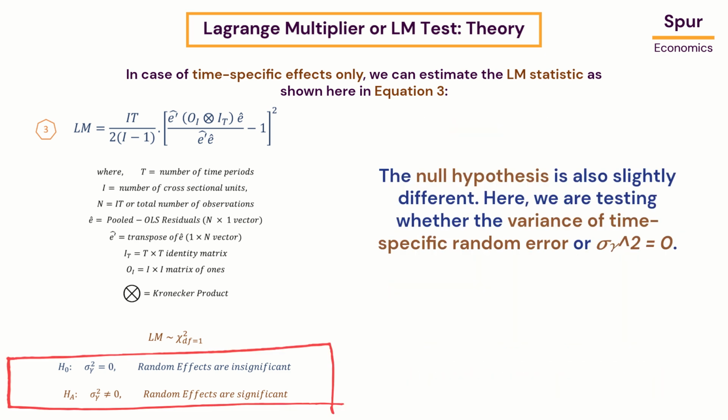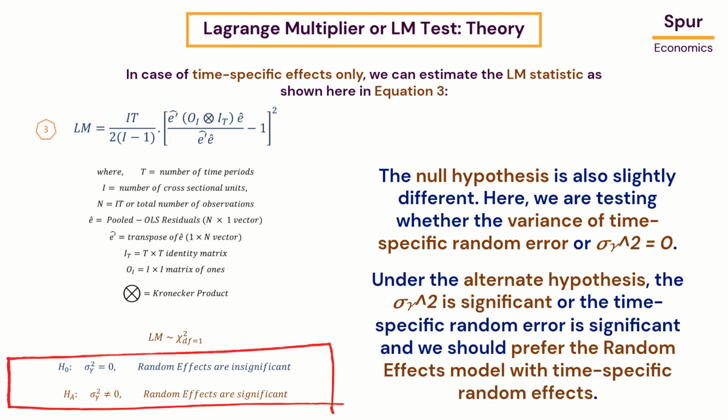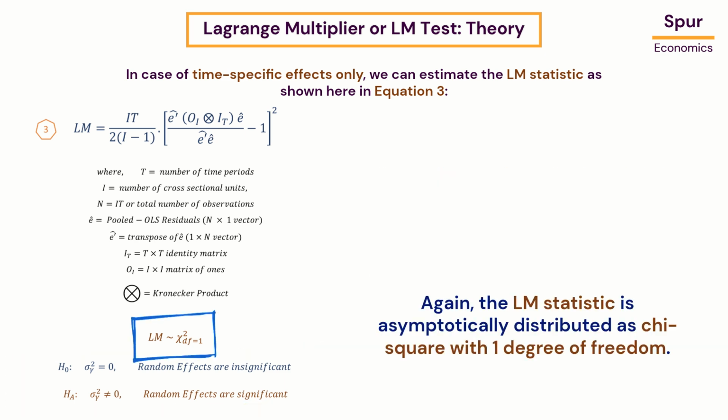The null hypothesis is also slightly different. Here, we are testing whether the variance of time-specific random error, or sigma gamma square, is 0. Under the alternate hypothesis, sigma gamma square is significant, or the time-specific random error is significant, and we should prefer the random effects model with time-specific random effects. Again, the LM statistic is asymptotically distributed as chi-square with 1 degree of freedom.